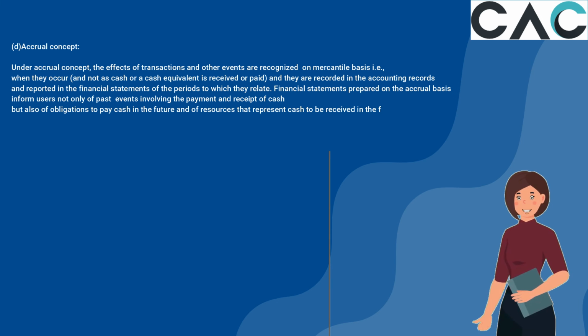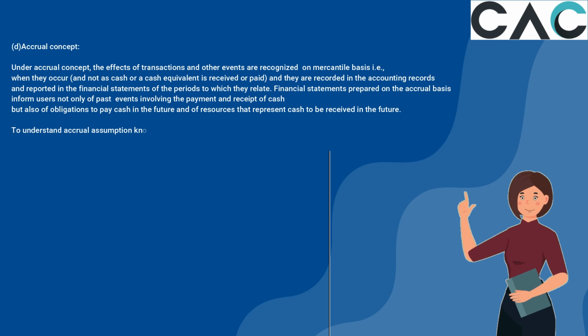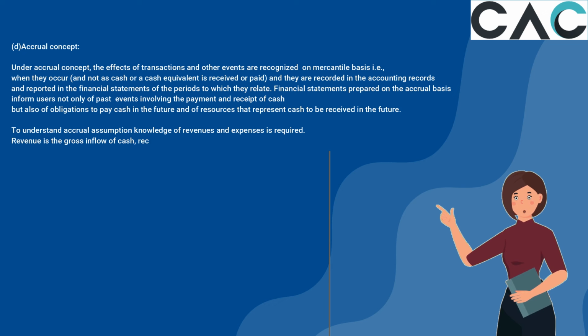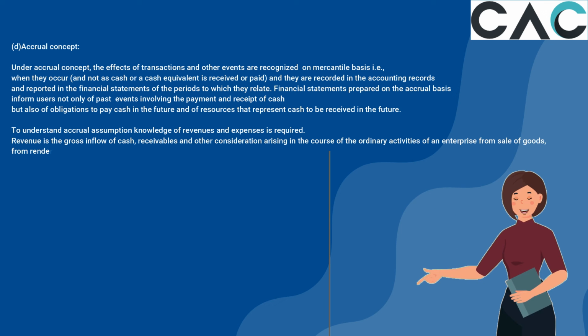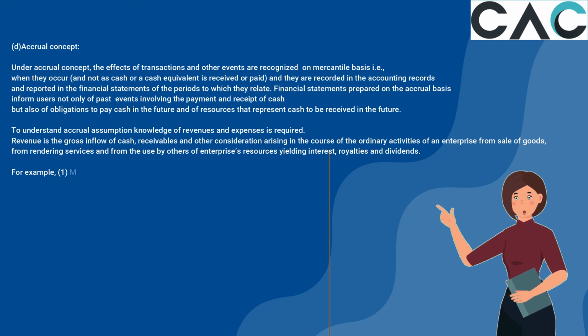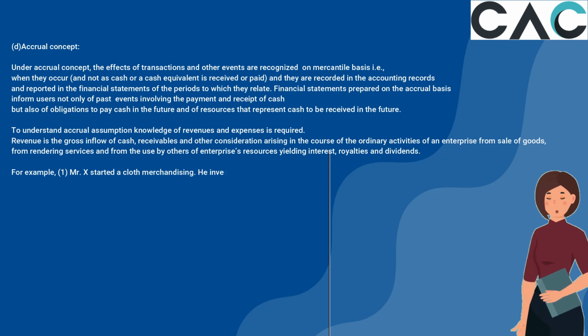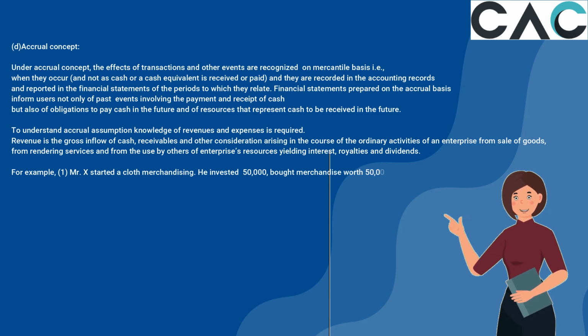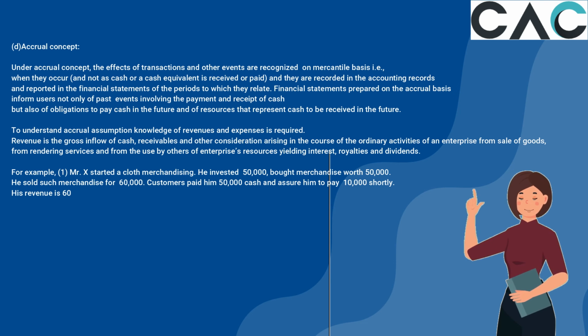Revenue is the gross inflow of cash, receivables, and other consideration arising in the course of the ordinary activities of an enterprise from sale of goods, from rendering services and from the use by others of the enterprise's resources yielding interest, royalties, and dividends. For example, 1. Mr. X started a cloth merchandising. He invested 50,000, bought merchandise worth 50,000. He sold such merchandise for 60,000. Customers paid him 50,000 cash and assured him to pay 10,000 shortly. His revenue is 60,000. It arose in the ordinary course of cloth business. Mr. X received 50,000 in cash and 10,000 by way of receivables.